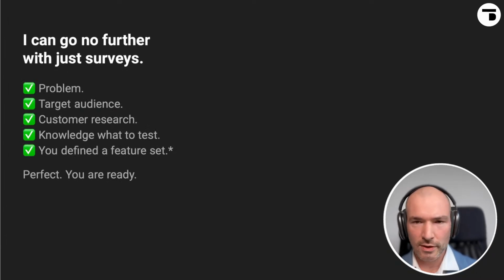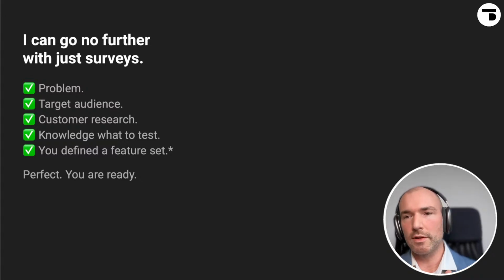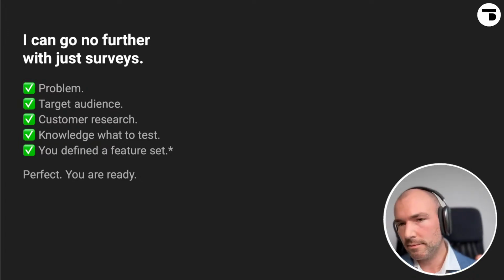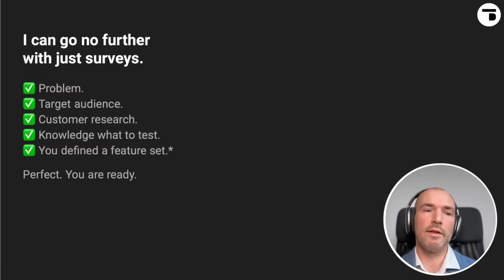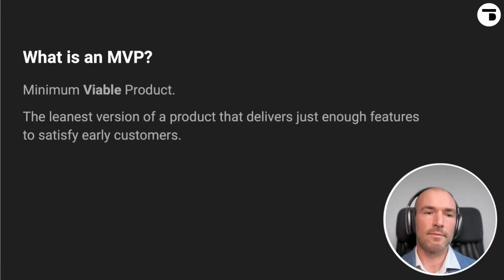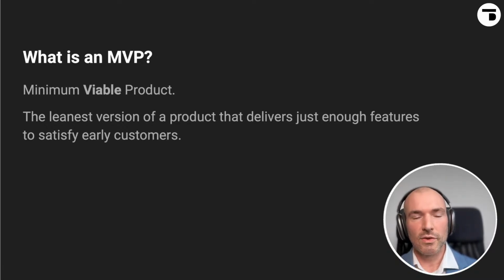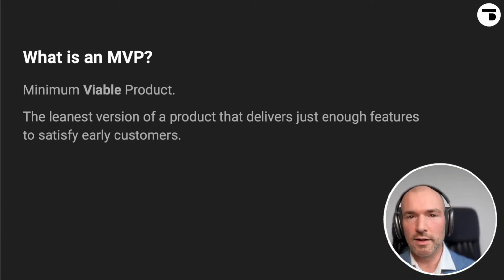But at some point you can go no further with just research. So you've identified your problem, you got the target audience, you did customer research, and you now know what you need to test. So you define a feature set that you're going to put in your MVP. Perfect. It means that you are ready. What's an MVP? It stands for minimum viable product, and the key word in MVP is viable. So it's the leanest version of a product that delivers just enough features to satisfy early customers.